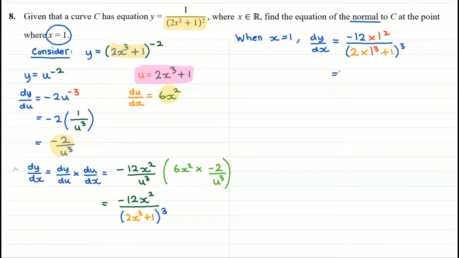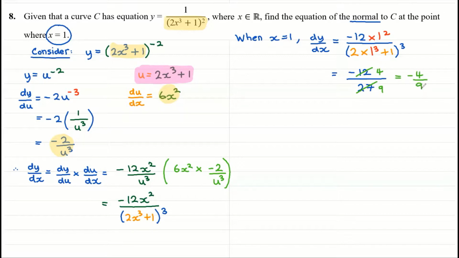There we go. So we've got negative 12 in the numerator, and we have 2 lots of 1 cubed. 1 cubed is, of course, 1. Double that is 2. Add 1 is 3. 3 cubed is 27. So we've got negative 12 over 27. That does actually simplify. There's a common factor of 3 in there, isn't there? We've got 3 multiplied by 9 and 3 multiplied by 4. So we've got negative 4 over 9.